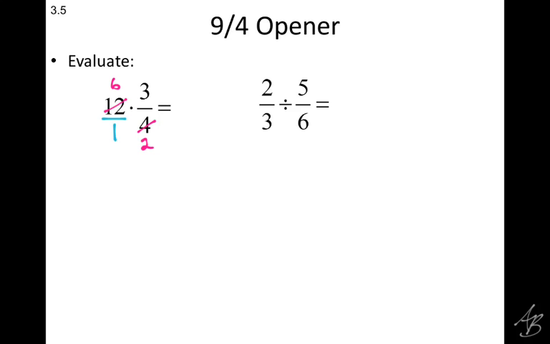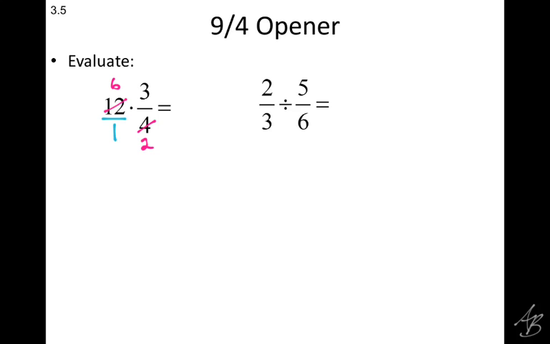6 and 3. Can we reduce the 6 with the 3? No. Why not? Because they're both in the numerator. So since they're both on top, we cannot reduce those. What about the 6 and the 2? Can we reduce that? Sure.